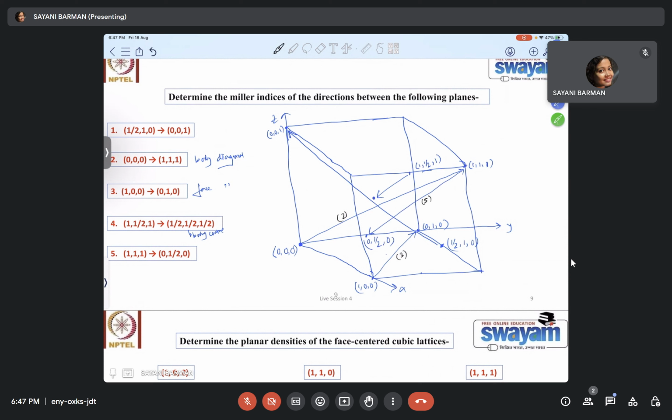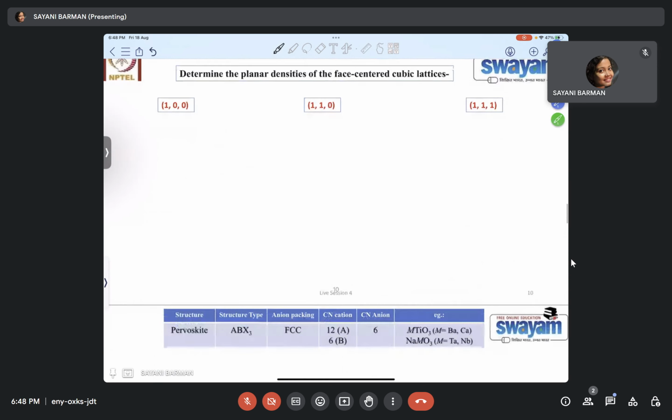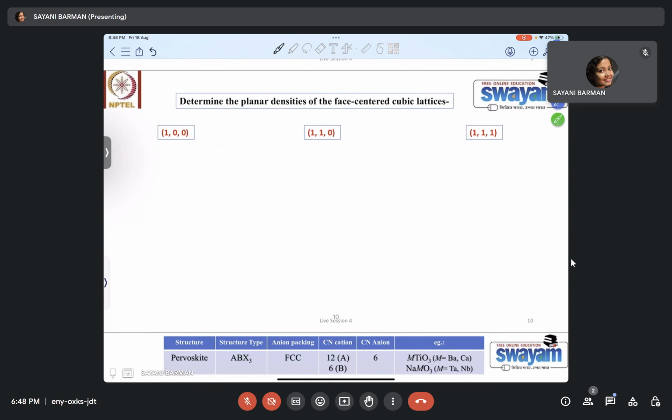I'll just draw. This is number 1, 2, 3, 4, 5. Yeah, fine. So this will be the answer. And the next one is determine the planar densities of the face-centered cubic lattices for these planes 100, 110, 111.